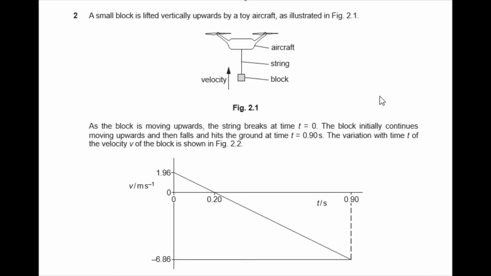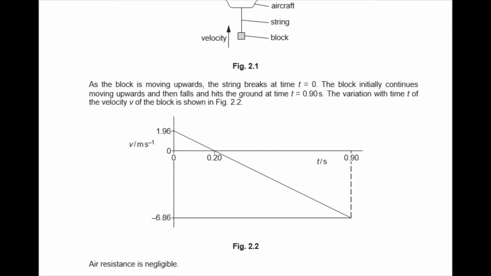Number 2, a small block is lifted vertically upward by a toy aircraft as in figure 2.1. As the block is moving upward, the string breaks at a time t equal to 0. The block initially continues moving upward and then falls and hits the ground at t equal to 0.9 seconds. The variation with time t of the velocity v of the block is shown in figure 2.2. Okay, so air resistance is negligible.